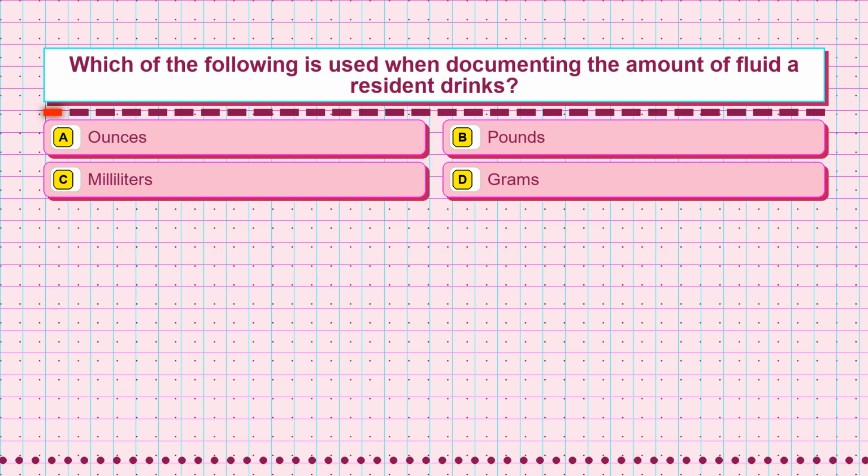Question 14. Which of the following is used when documenting the amount of fluid a resident drinks? Option A, ounces. Option B, pounds. Option C, milliliters. Option D, grams.